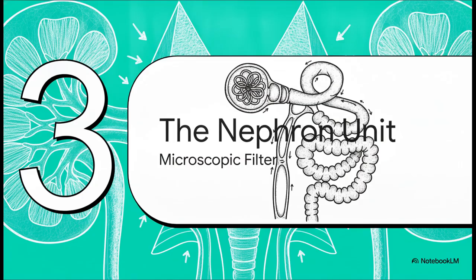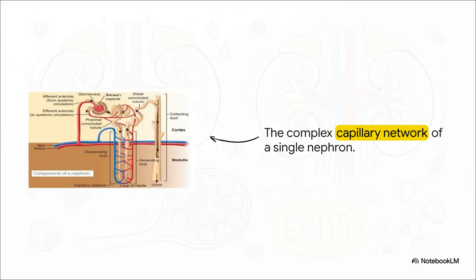Section 3. The nephron unit. Take a look at this incredibly beautiful capillary network. A single kidney actually contains over 1 million of these nephrons. Let's break down the primary components. It all starts up at the renal corpuscle, which includes the glomerulus and Bowman's capsule. From there, the fluid enters the proximal convoluted tubule, dives way down into the U-shaped loop of Henle, comes back up into the distal convoluted tubule, and finally dumps right into the collecting duct.